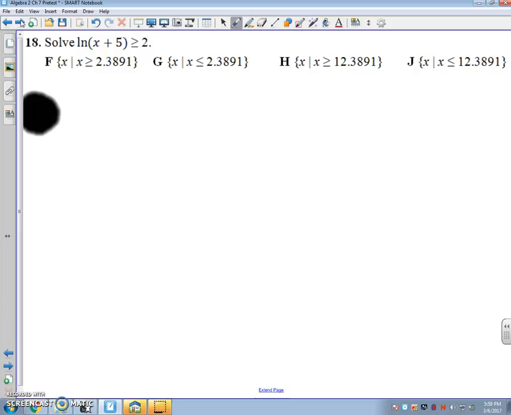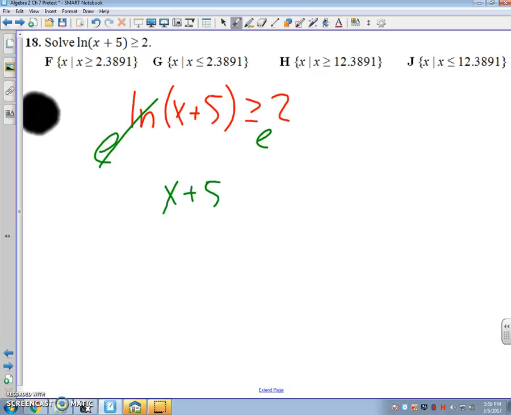18. Solve this. Okay, that's easy. ln of x plus 5 is greater than or equal to 2. Alright, gotta get rid of the ln. I'm going to exponentiate both sides by e. That cancels. This is x plus 5 on the left side. It's greater than or equal to e squared. On x, I have to subtract 5 from both sides. So x is greater than or equal to e squared minus 5.